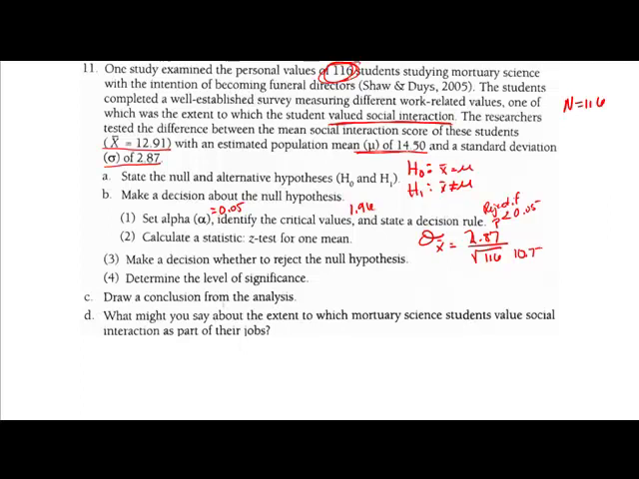$116 is 10.77. 2.87 divided by 10.77 equals 0.266. Well, let's just call that 0.27. And our z is going to equal the difference in the means, 12.91. So 12.91 is the average for those who are interested in mortuary science, minus the population mean, divided by the standard error.